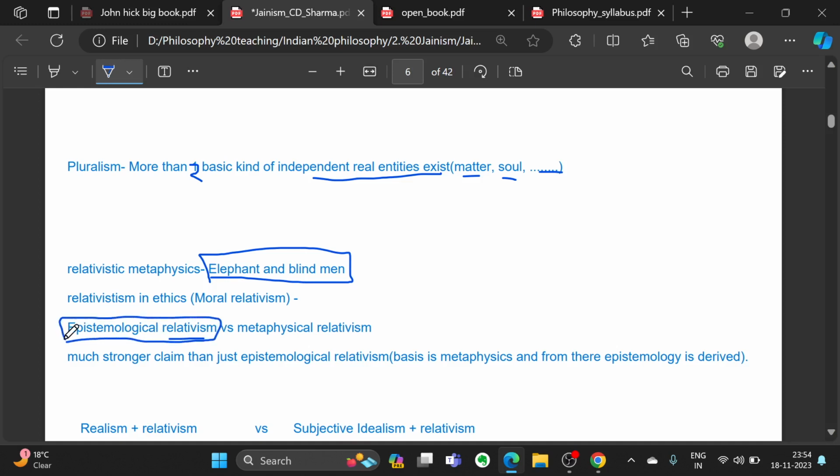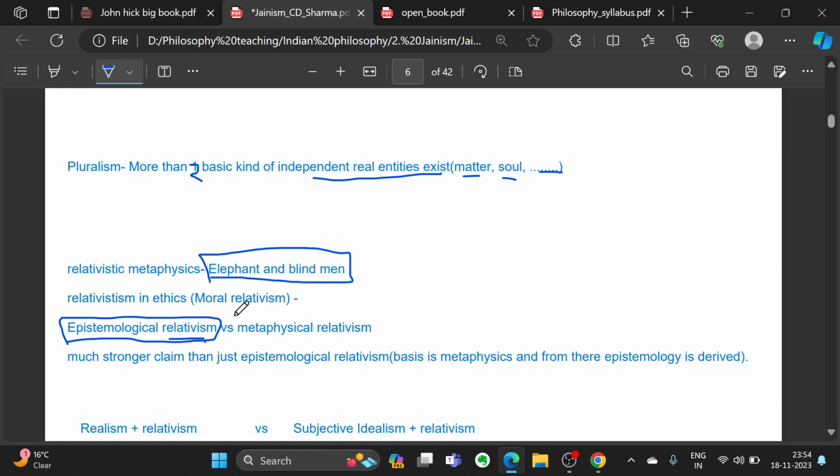So, as you saw in the example of the elephant and the blind men, when one man was touching the tail and the other man was touching the ear of the elephant, both of them had different knowledge, and both of those pieces of knowledge, according to Jains, were correct, but correct from their viewpoint. So, right, this is known as epistemological relativism.